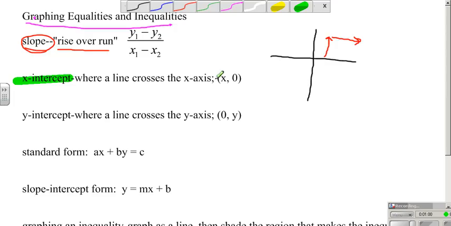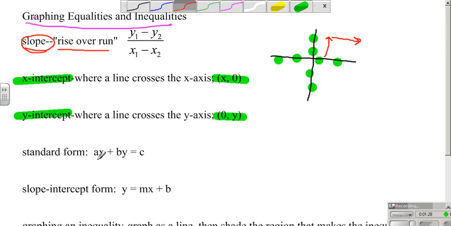A couple of other terms that we talk about are the x-intercept, and that's where a line crosses the x-axis. It always has the form (some number, 0). If you think about every point on this line, it's going to be of that form. The y-intercept is where a line crosses the y-axis, and it's going to have the ordered pair (0, some number). And if you think about all the points that live on that line, that is true.